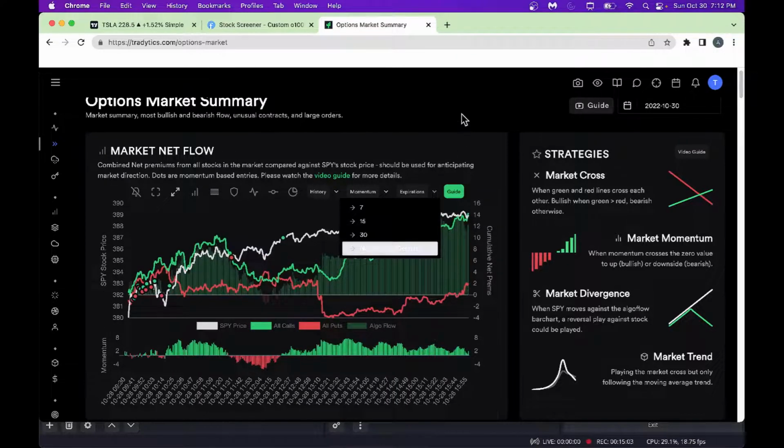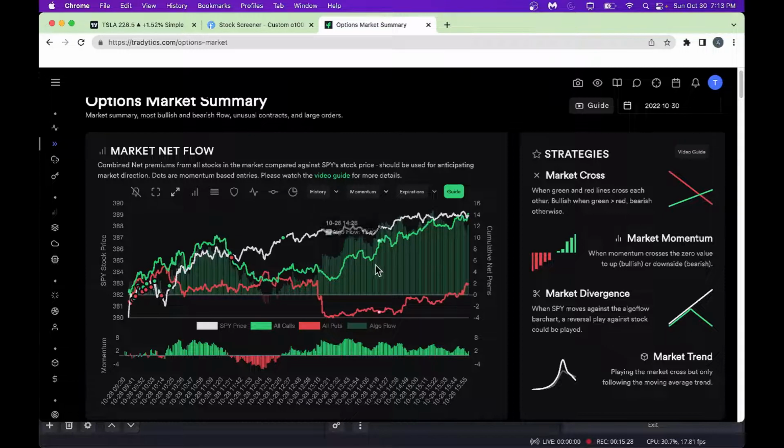It tells you on a given day how the market is doing, and more importantly, if you want to see how the market might do the next day, you will get some good idea. Just by looking at this, the way to read this chart is, you've got the net flow here, which is a white line. The white line is actually the SPY price, the S&P 500.